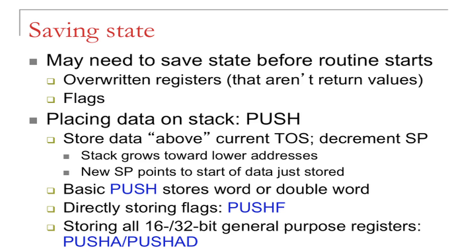And this SP pointer will move. How do we move it? We're going to decrement SP by 2 because we just pushed in 2 bytes. AX has 2 bytes. So this is what we call TOS, top of stack. The stack grows towards lower addresses. The new SP points to the start of the data just stored.